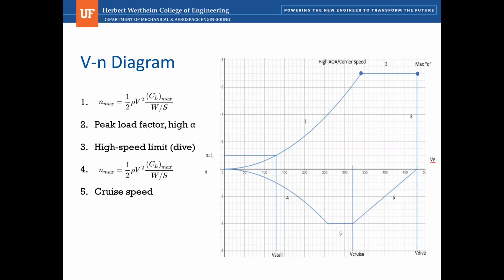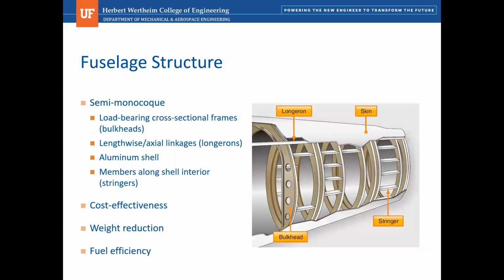Then we construct a vertical boundary, curve 2, which occurs at the peak load factor in high alpha conditions, and a horizontal boundary, curve 3, which represents our high speed limit, dive speed, which is taken to be around 50% greater than cruise speed. Observing the lower boundaries, we can see that curve 4 is also a quadratic function of airspeed derived from the same expression governing curve 1. And the lower limit is, of course, bounded by our cruise condition, and that is curve 5. Moving on to fuselage structure.